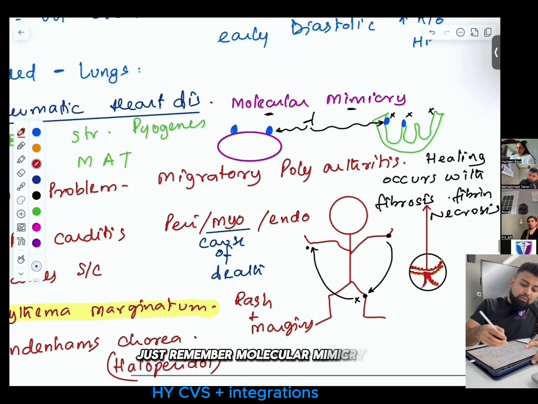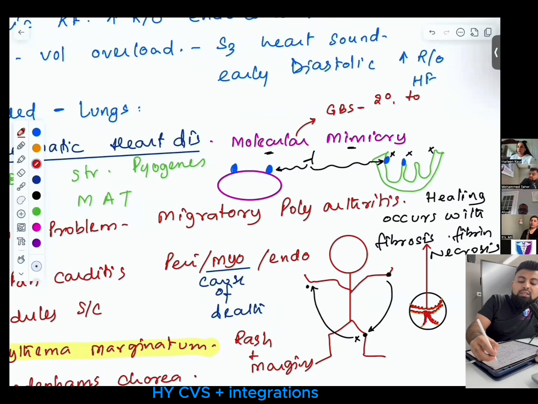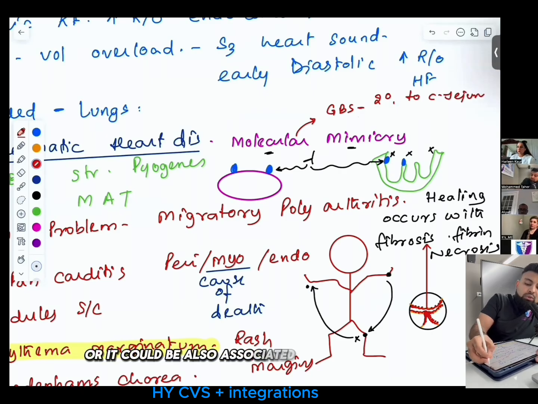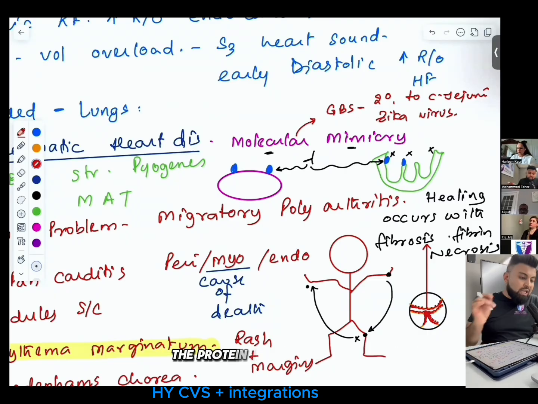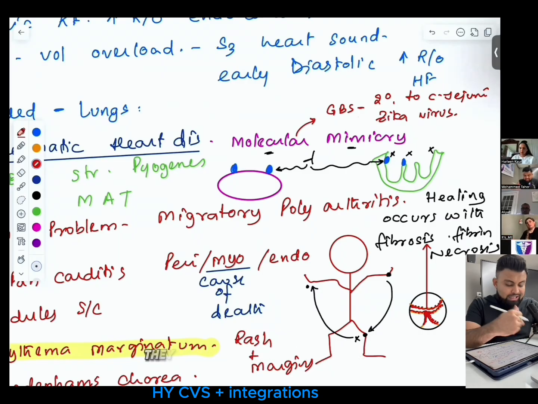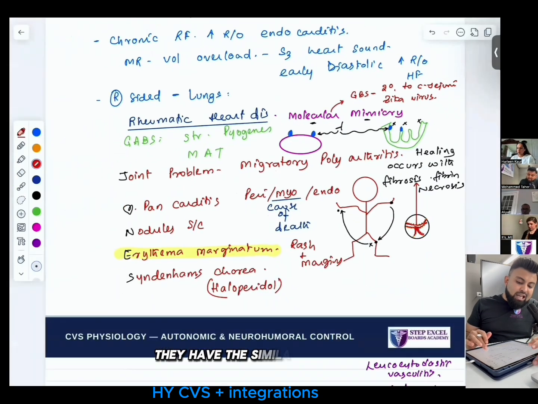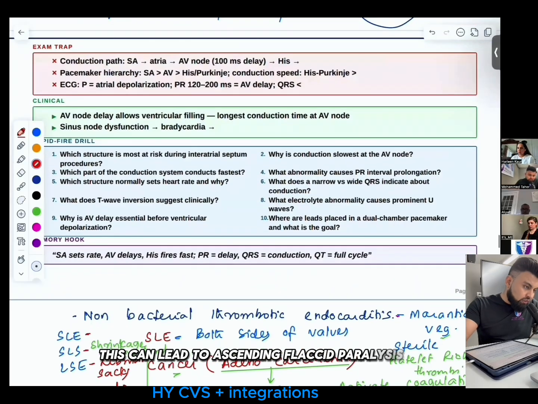Just remember molecular mimicry that you can also see in the context of Guillain-Barré syndrome, GBS, which could be secondary to Campylobacter jejuni, or also secondary to Zika virus. There also you will see antibodies that cross-react. The protein is mimicking proteins on the surface of peripheral nervous system neurons, and that's the reason this can lead to ascending flaccid paralysis. Very, very important.